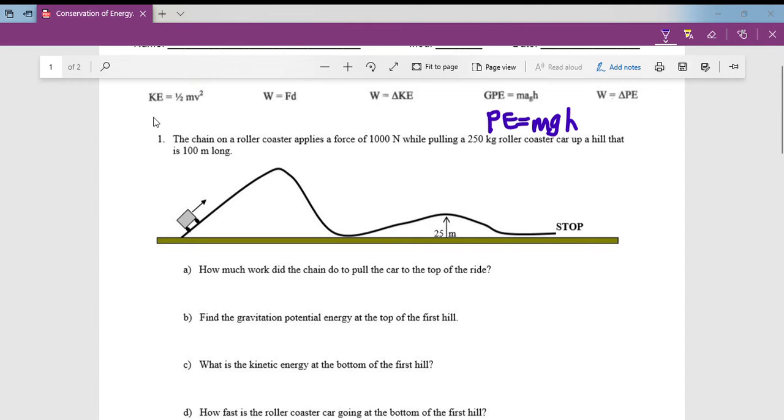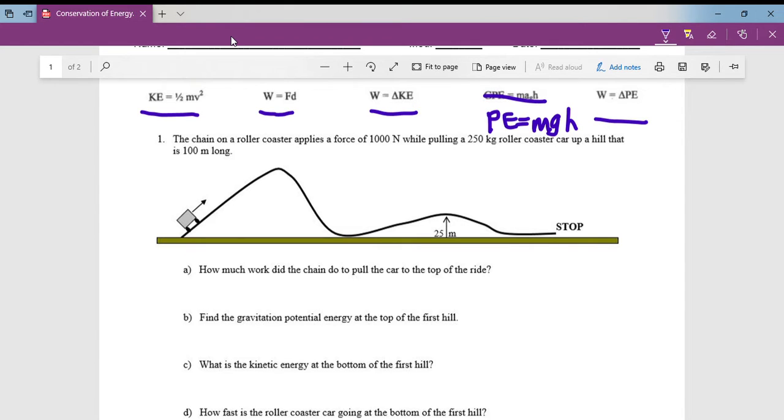So let's look at our formulas. We have our kinetic energy formula, 1/2 mv squared. We have work equals force times distance. We have work is a change in kinetic energy or a change in potential energy, depending on the situation. And I changed gravitational potential energy, mass times the acceleration due to gravity times height, to our familiar PE equals mgh. So you can change that one.